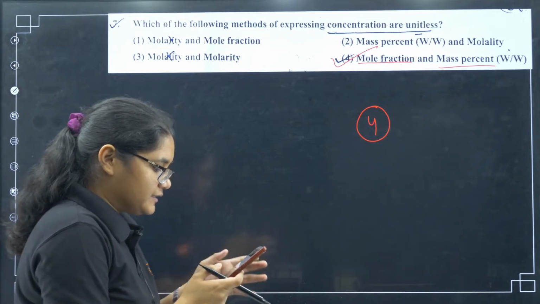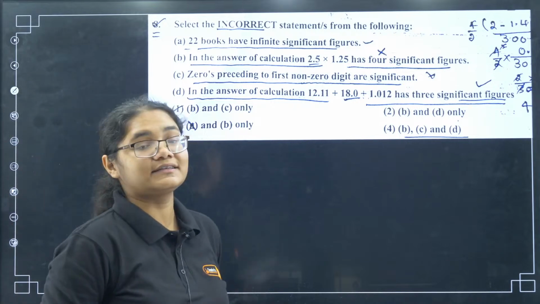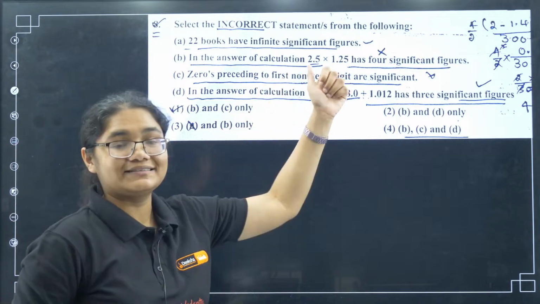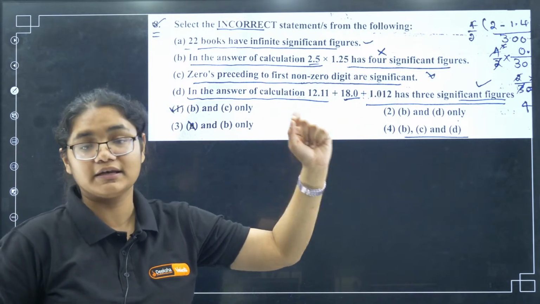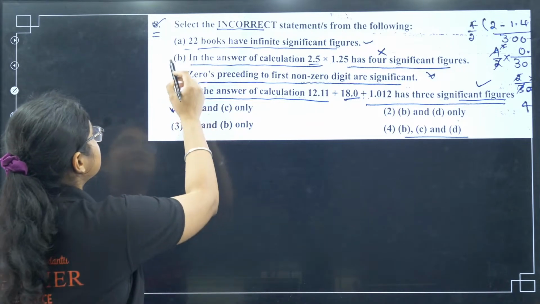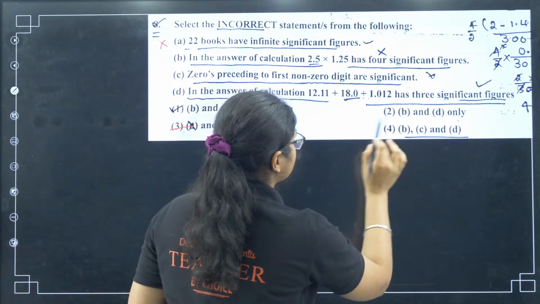Next, coming to question number 8, select the incorrect statement among the following. 22 books have infinite significant figures. Yes, that is absolutely correct because we don't have any decimal point there. So this is not incorrect, and wherever option A is there, you can remove that.